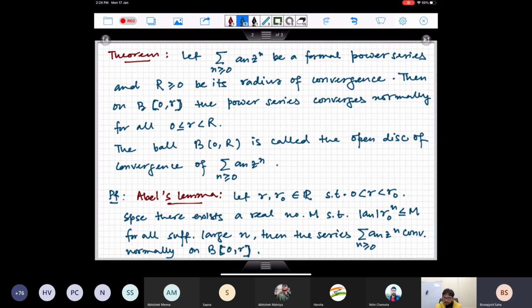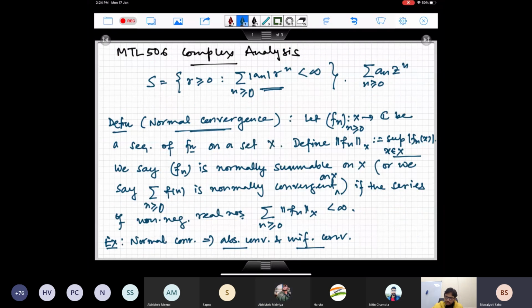Capital R. Okay, so there will be a problem there because I said R is the radius of convergence. So by definition, what was the radius of convergence? Capital R was the supremum of all these values, the supremum of S. That does not actually guarantee that if you substitute capital R over here, the series is going to be convergent. There could be a possibility that it is not the case.